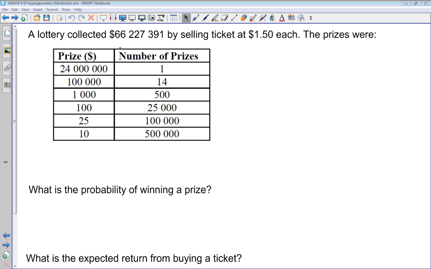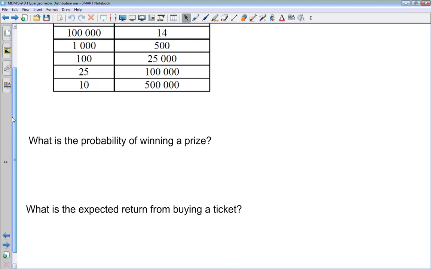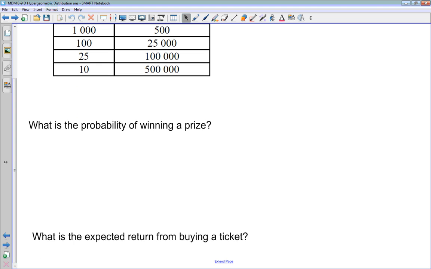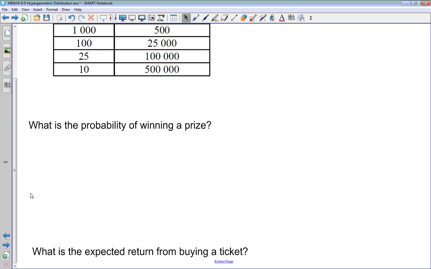A lottery collected $66,227,391 by selling tickets at $1.50 each. The prizes were as given in the table here. We want to find what is the probability of winning a prize and what is the expected return from buying a ticket. We can calculate the probability of winning a prize by using our standard formula for probability.